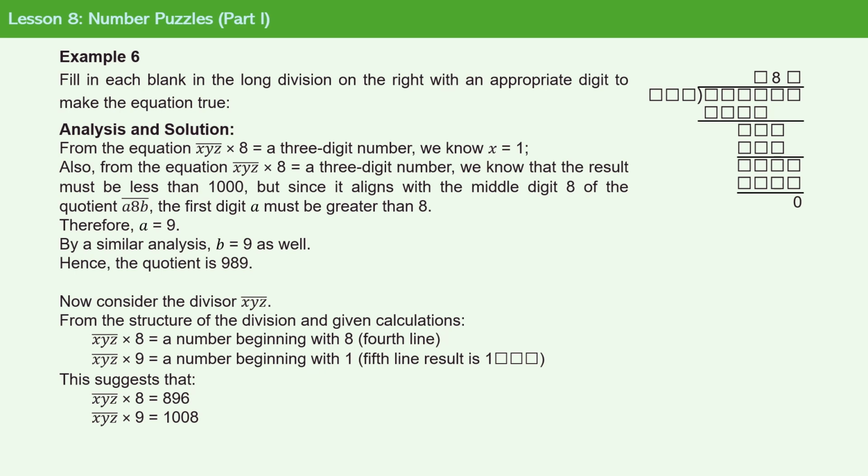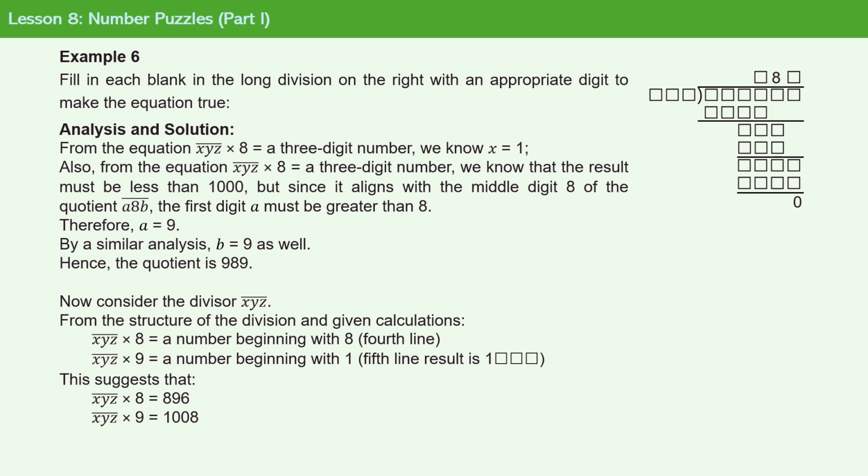Also, from the equation XYZ times 8 equals a 3-digit number, we know that the result must be less than 1000, but since it aligns with the middle digit 8 of the quotient A8B, the first digit A must be greater than 8. Therefore A equals 9. By a similar analysis, B equals 9 as well. Hence the quotient is 989.